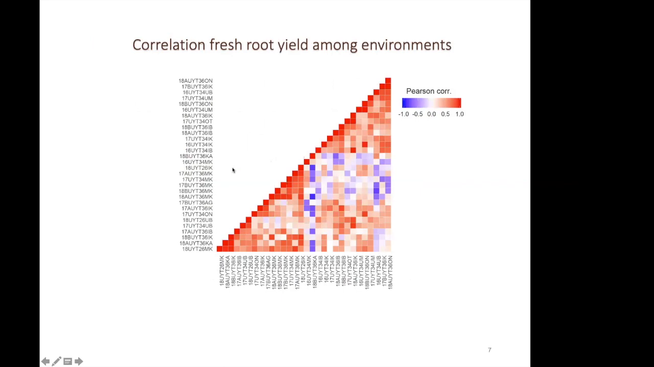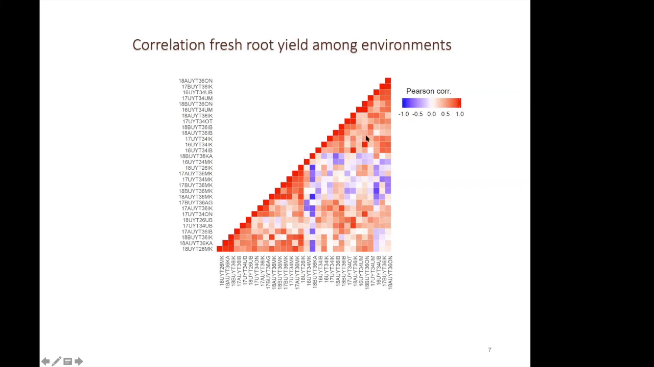As we all know, in a multi-environment trial, the same trait measured in different environments can be considered to be a different trait. So we looked at Pearson correlations among those environments. As you can see, there are a number of environments where the correlation is very high and positive. That means there is less G by E or no G by E in those environments.